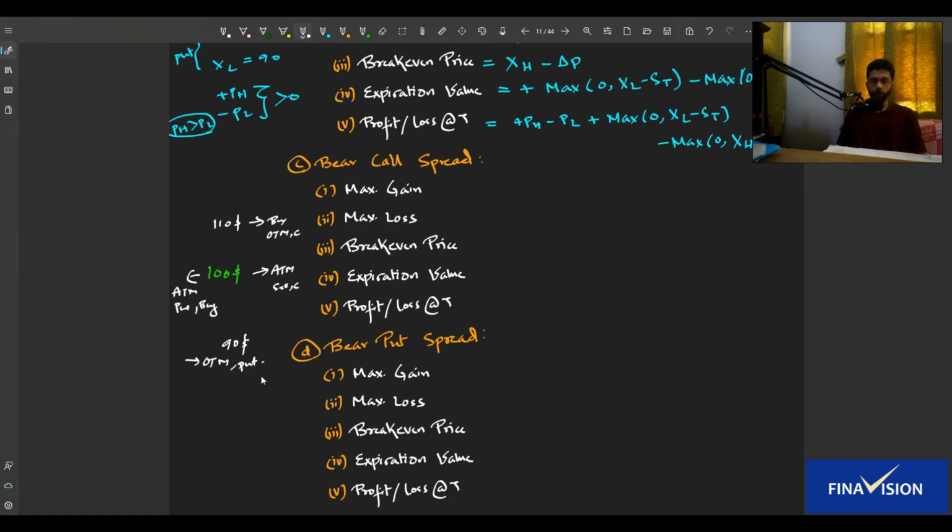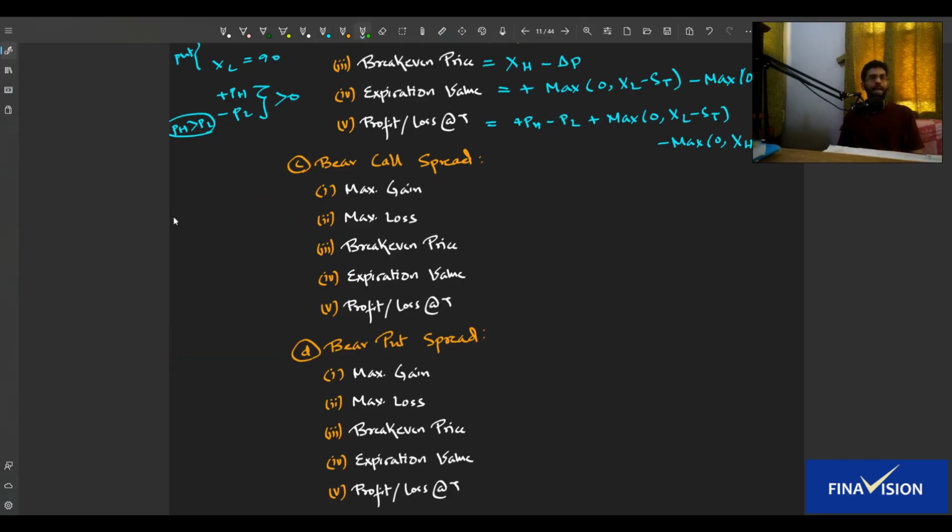So in case of a bear spread, we buy high and we sell low. In case of a bull spread, we buy low and we sell high. In a bear call spread, we are buying high, 110 call, and selling low, 100 call. Same goes in case of a put. We are buying high, the ATM put, and selling low, the OTM put, right? So bear means buy high, sell low. Bull means buy low, sell high. In that way, you are speculating on the direction of the stock price, and based on that, you are trying to make a profit on the position.